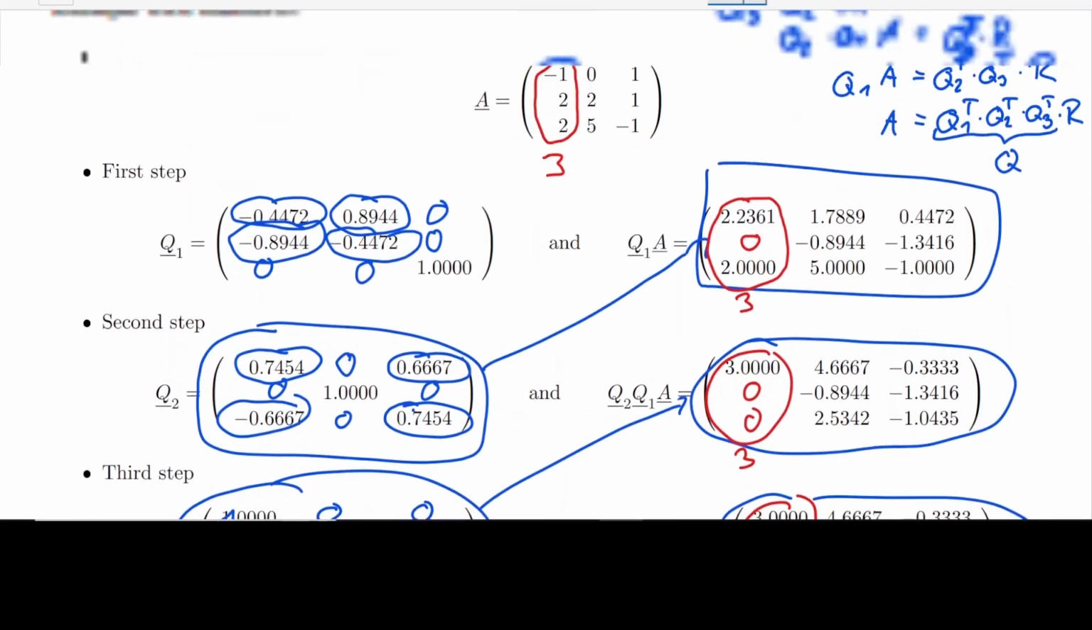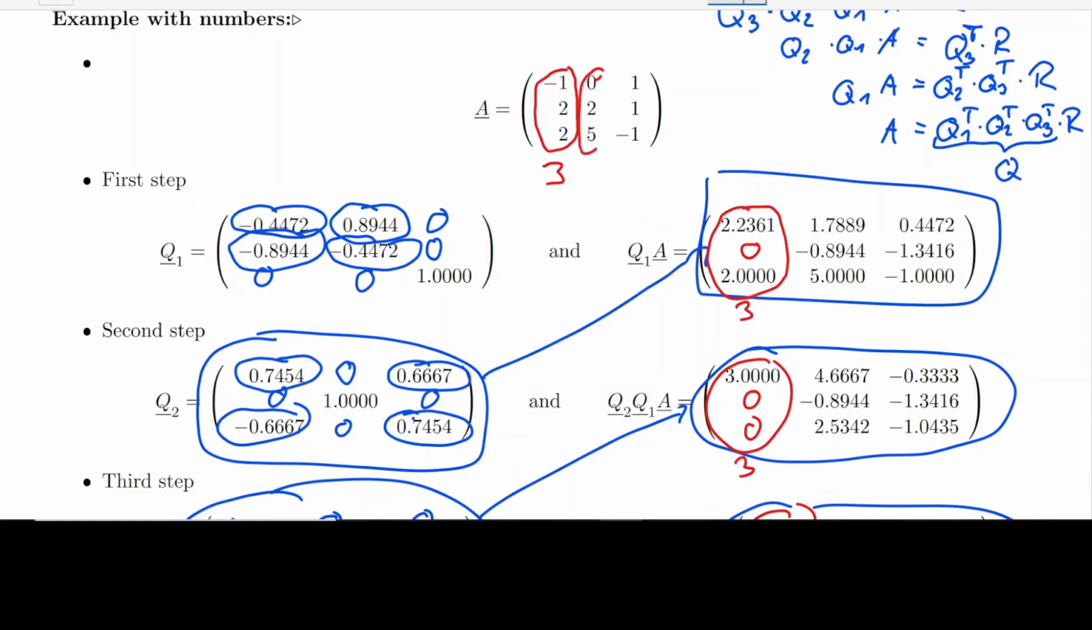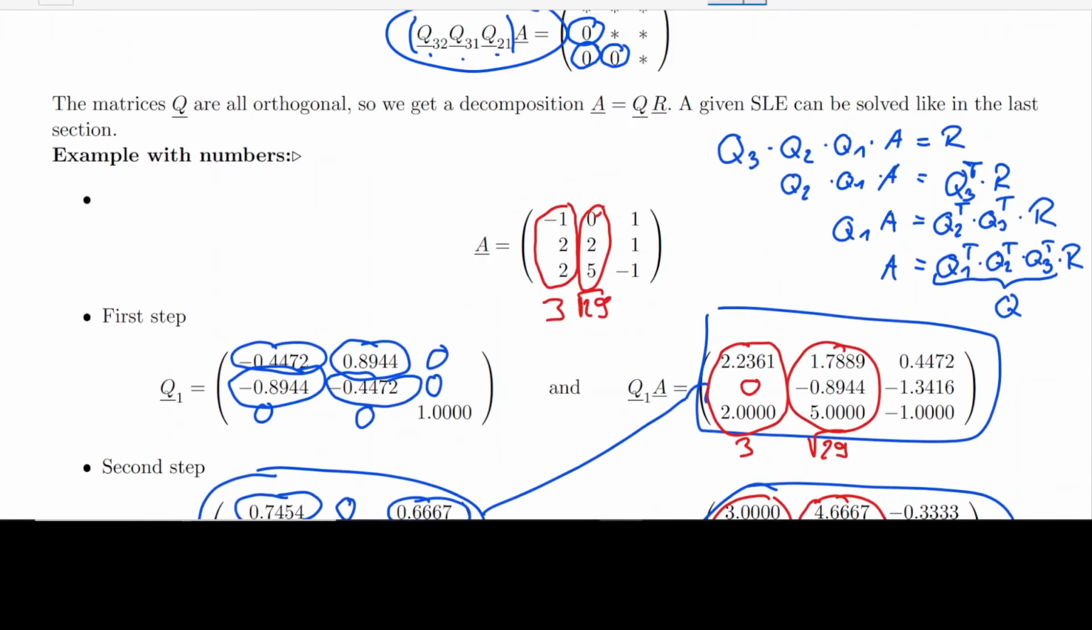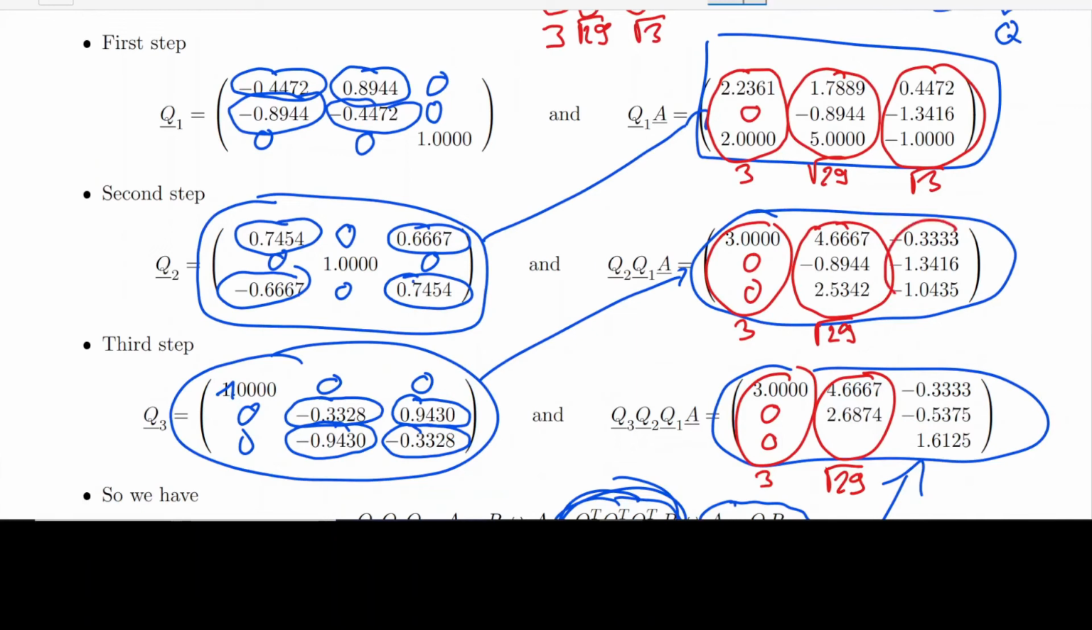And this is true for the first column, but also for the second column. This length is square root 29. If you calculate that length, it will also be square root of 29. The length of the others is also square root 29. And the third column has length square root 3, and the lengths of the transformed versions are also square root 3.